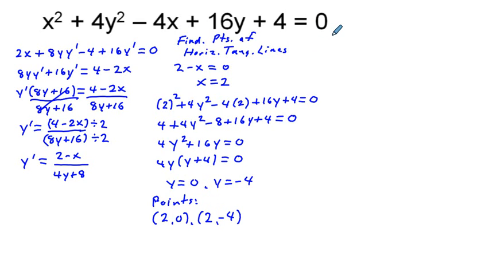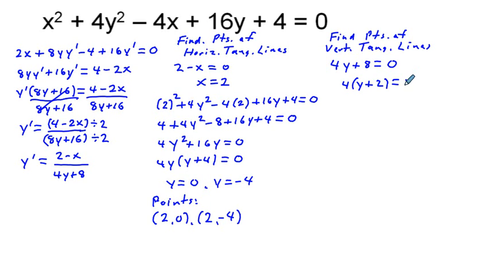So next we're going to find, here at the right, points of vertical tangent lines. And to do that, we're going to take that denominator and set it equal to 0. So we take 4y plus 8 and set that equal to 0. And factoring out a 4, we have 4 times quantity y plus 2 equal to 0. So what we have is y is equal to negative 2. And now we plug y equals negative 2 into our original equation.